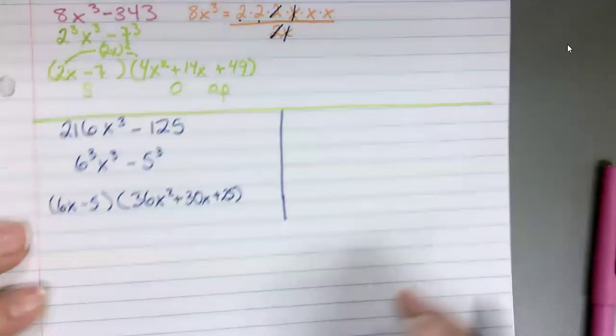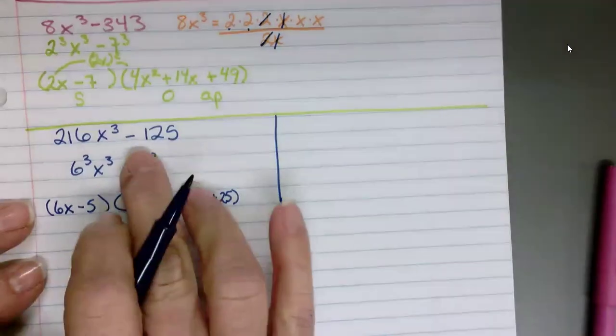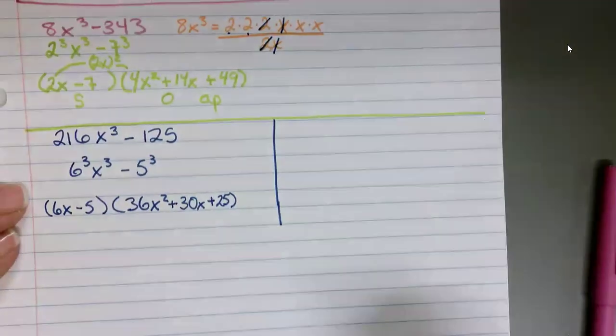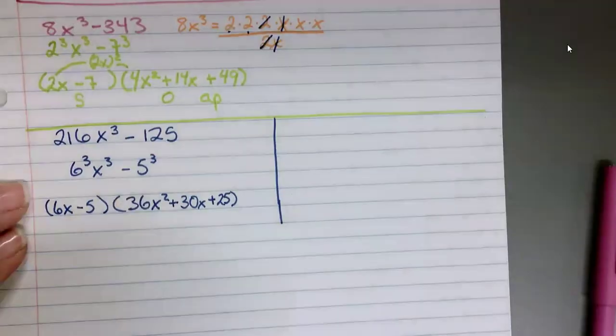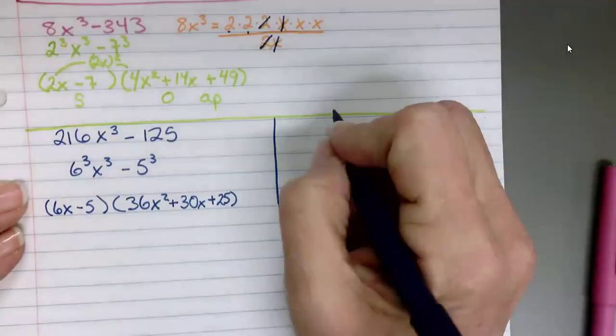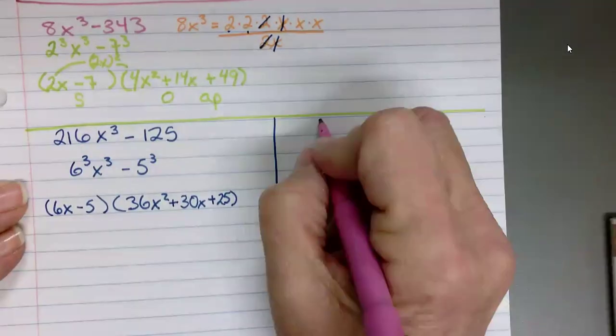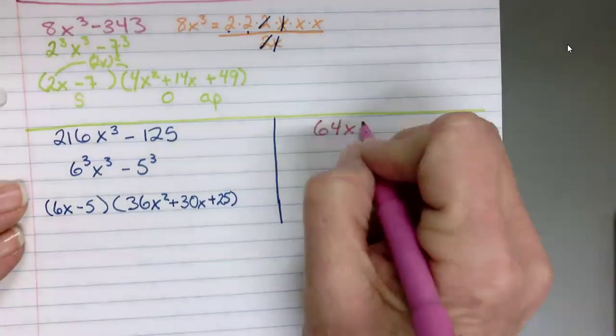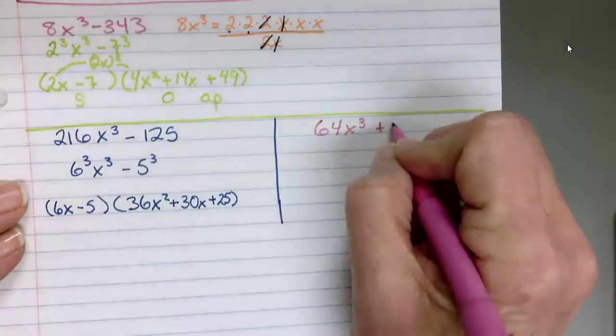Let's try one that's positive, that's adding from the beginning, because everything I've done so far is subtraction. But this one works with the sum or difference of cubes. Difference of squares is only subtraction, but it's sum or difference of cubes, so it can be either one. So let's try 64x cubed plus 27.